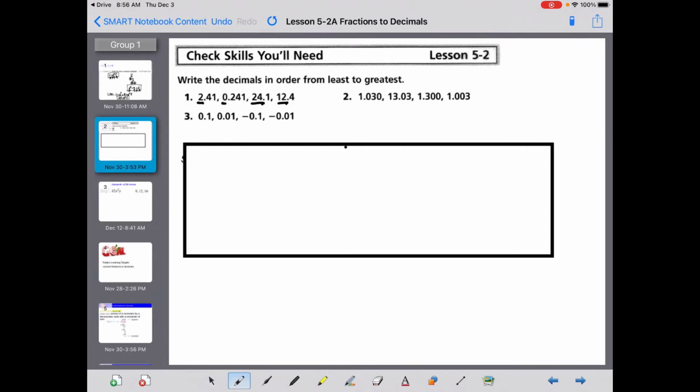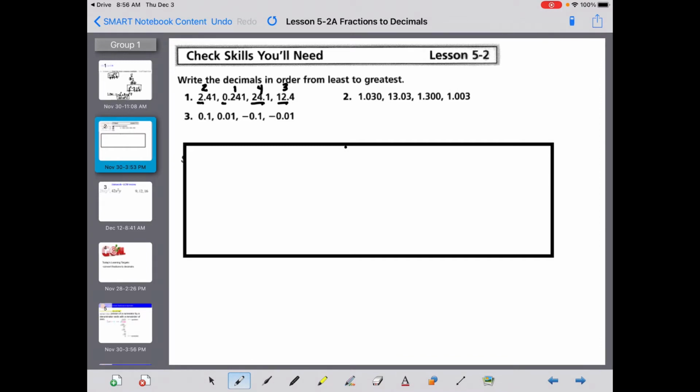The first one, from least to greatest, is the decimal, 241 thousandths. The second one is the 2 and 41 hundredths. The third one is 12 and 4 tenths. And the fourth one is 24 and 1/10.